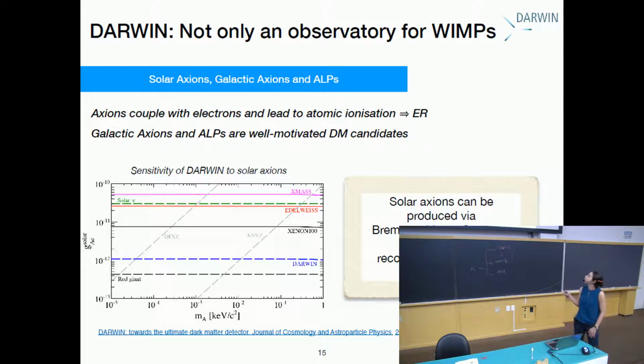For solar axions and axion-like particles, this will produce an electronic recoil signal. And galactic axions and axion-like particles are well-motivated dark matter candidates, so we can also explore other candidates besides WIMPs. These solar axions are produced via Bremsstrahlung, Compton, etc. And this is the projected sensitivity compared with XENON100 and the device.